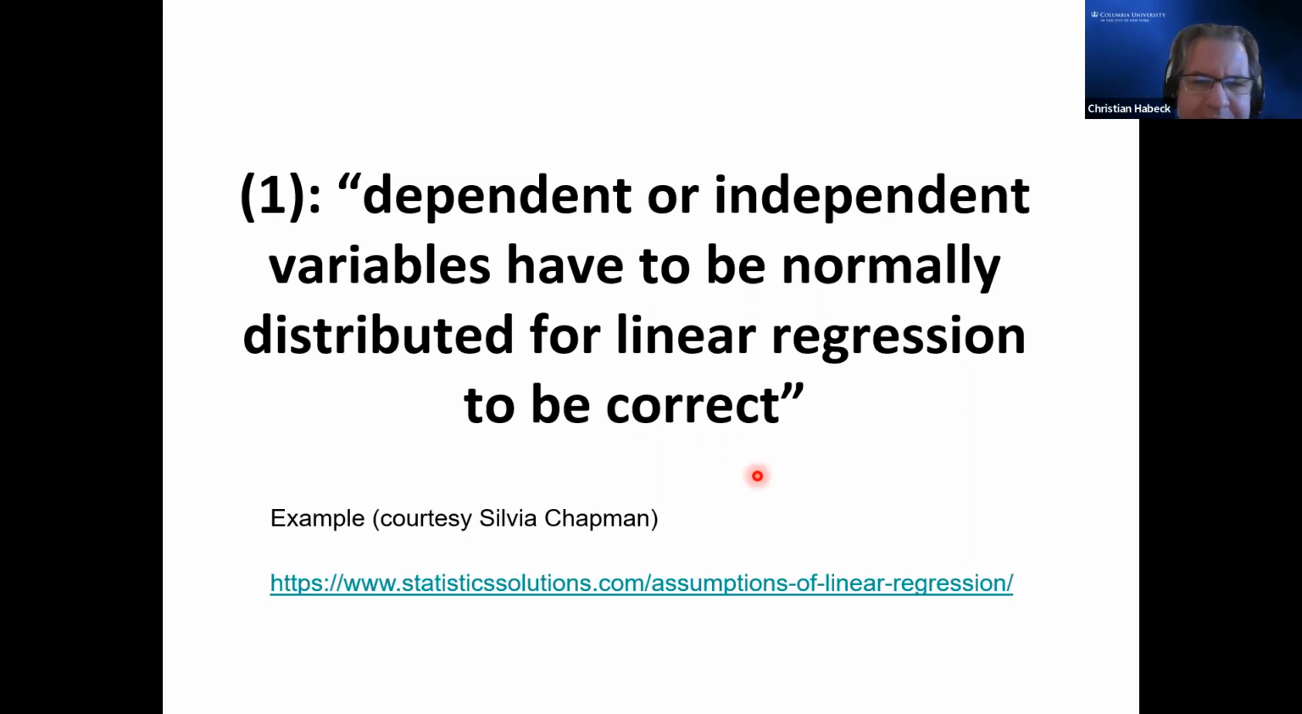This is somewhat widespread. A postdoc in our division recently brought this to my attention: if you go to this web link, there's a respectable software company that's making this fallacy, this mistaken belief. So dependent or independent variables do not have to be normally distributed. That's the message. But why is that the case?